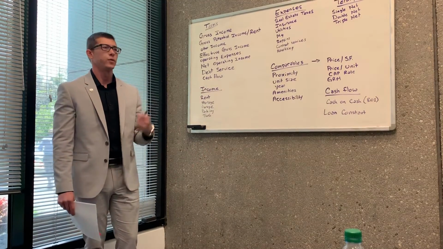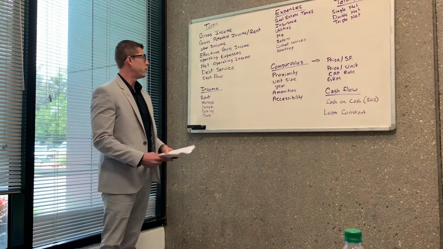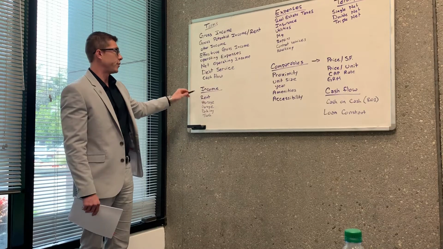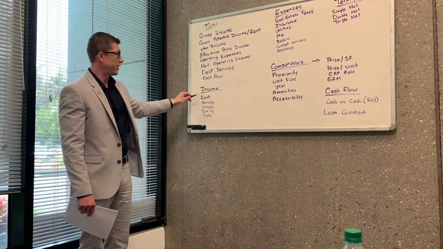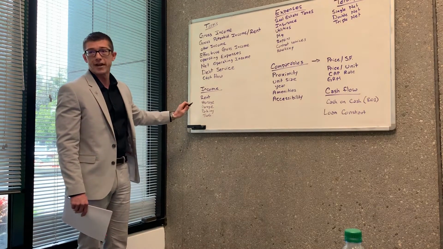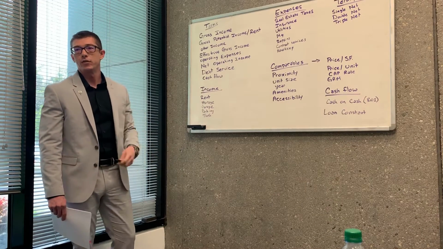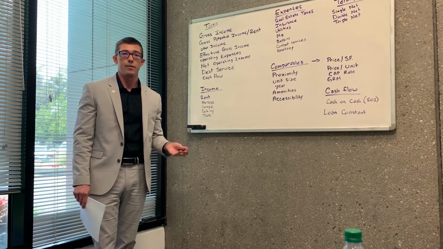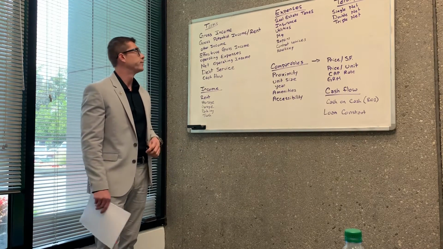Can I join in? Absolutely. So, like we talked about, income is going to incorporate the rent and any other fees that the tenants are paying. It doesn't include deposits, but it could, if it's a multifamily, include pet rent as well.